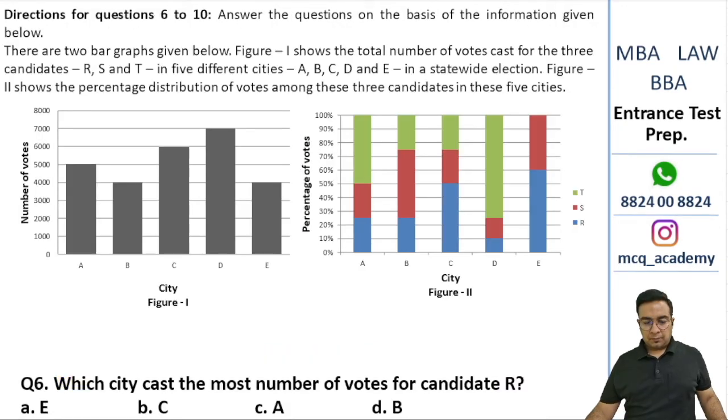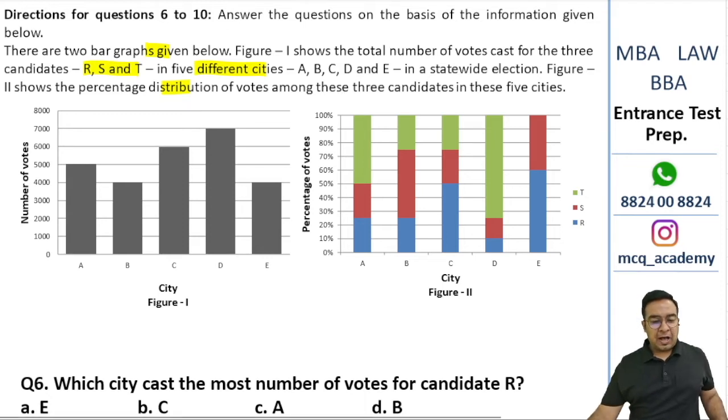Moving on with the next set of questions, question number 6 to 10. There are two bar graphs given below. Figure 1 shows the number of votes cast for the three candidates R, S and T in 5 different cities A, B, C, D and E in a statewide election. Figure 2 shows the percentage distribution of votes among these three candidates in these 5 cities.